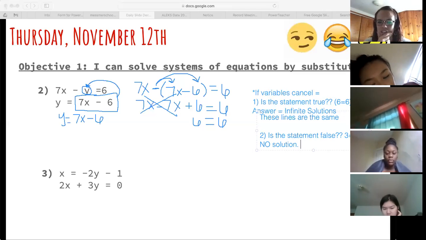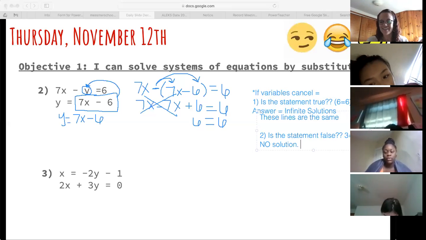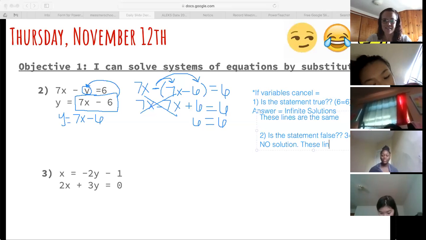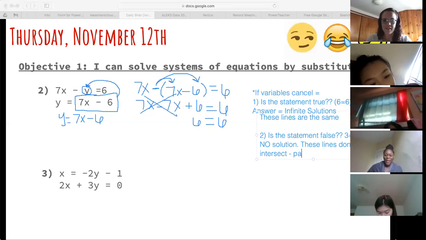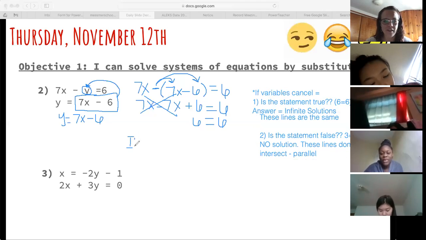If there's no solution, you are absolutely correct. Yeah, buddy. Okay, we're getting it. Good. That means that these lines don't intersect, which means they are parallel. Good work. Okay, so this problem here, number 7, this is an infinite solutions. So you would write infinite solutions. There is no intersection because they intersect everywhere.